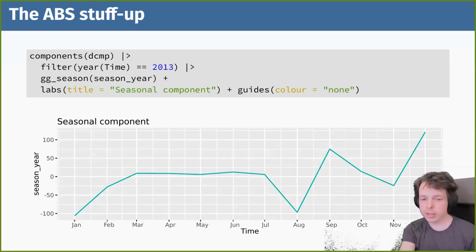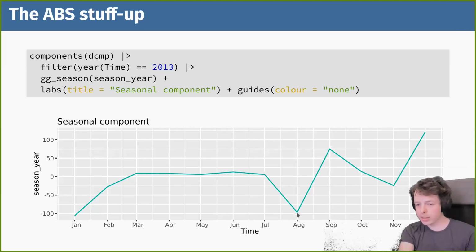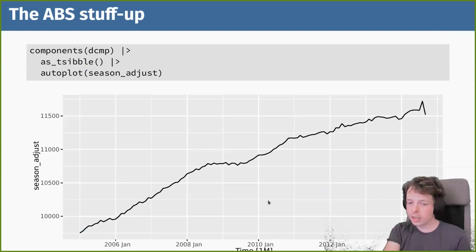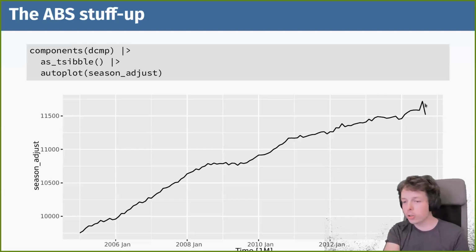Another way of showing this is with a season plot. Normally you have August decreasing and then increasing, but this time we had the opposite pattern. So when the ABS produced their seasonally adjusted data, it looked horrible. Instead of that nice smooth flat line, the seasonal estimate was completely wrong. So we had a big increase in employment that made everyone happy, and then followed by a very sharp decrease that freaked everybody out.